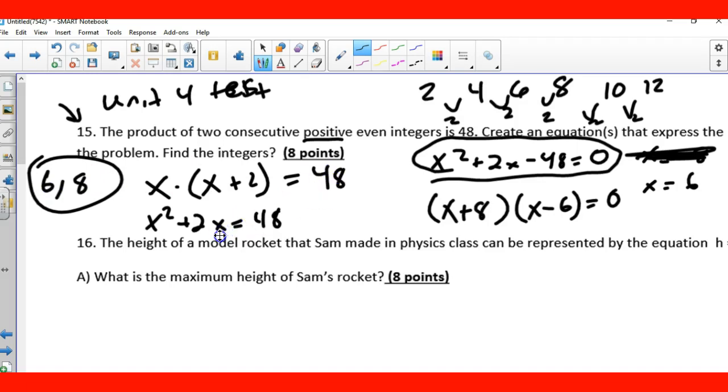Now some of you guessed, and that's fine, but that's only part of the credit. You answered this part, find the integers, but you didn't make the equation. You have to make the equation as well, okay?